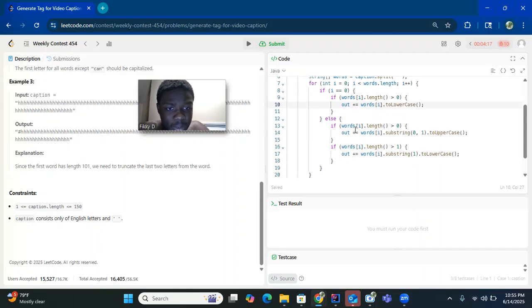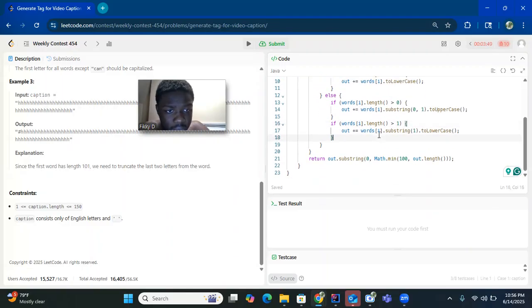After that, for all the remaining words, the first letter should be capitalized. So what I did was check if it has a greater than zero length, and if it does, then I capitalize the first letter, and then check if it has greater than one character, right? And then everything else just goes to lowercase. And that's pretty much it, right? Because it could have one character. So if you do substring one, you have to assert this if statement, and then after, it's only 100 characters, so 0 to math.min(100, out.length). But yeah, that's really it.